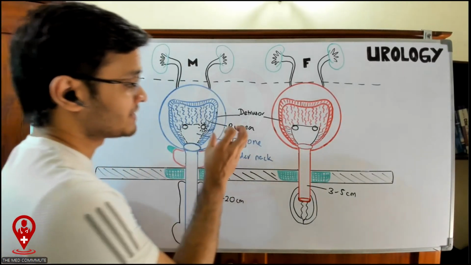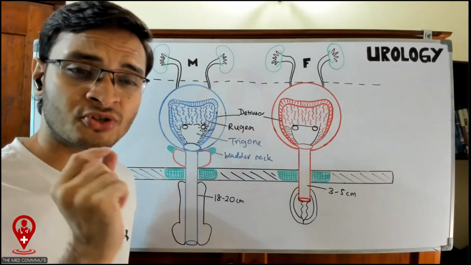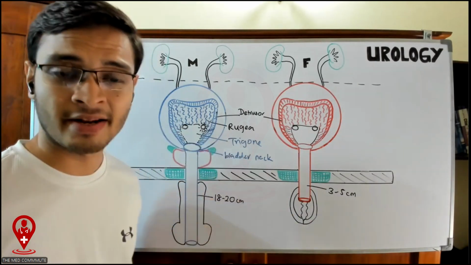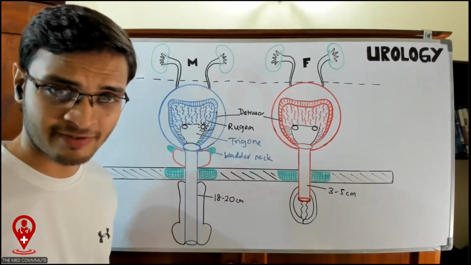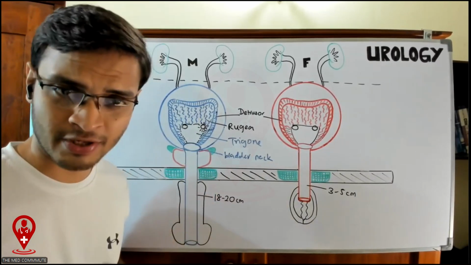Then, what is the other important point? The trigone also contains a lot of stretch receptors. So what are the 2 points? The trigone is the last area to start stretching as the bladder is filling with urine. Also, the trigone contains a large number of stretch receptors.